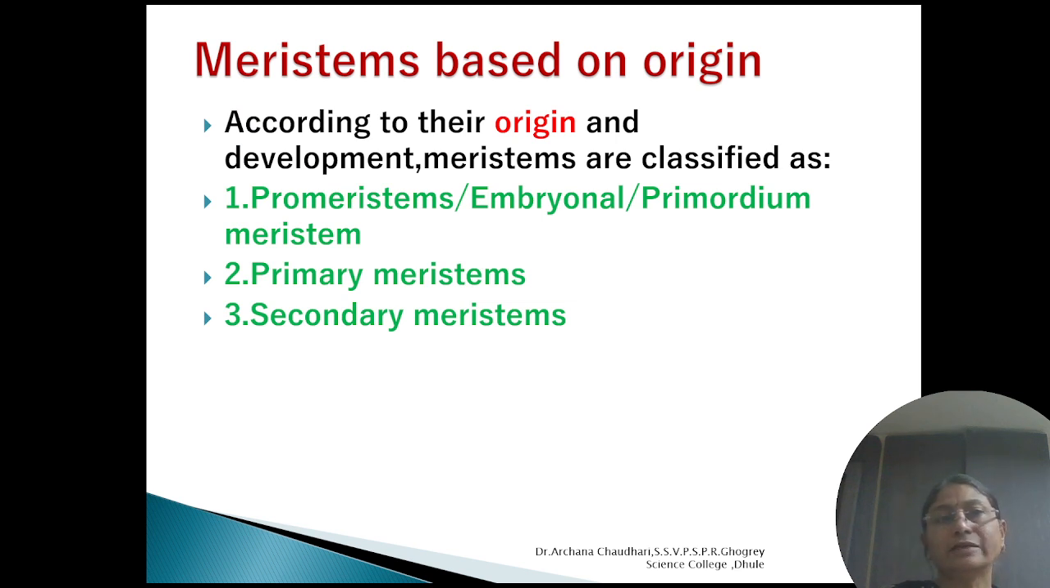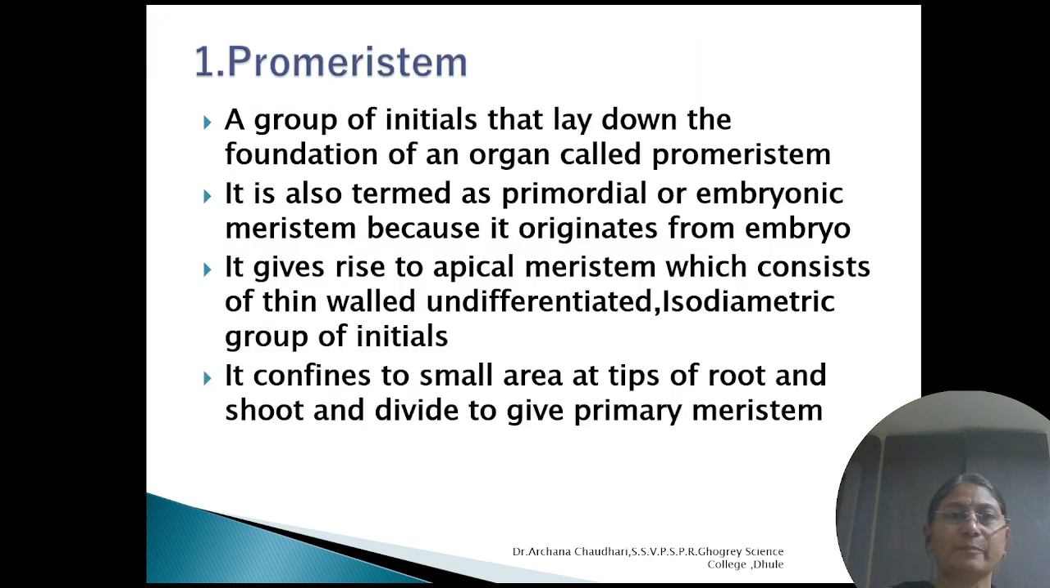Then the second, that is the meristem based on origin. We will see the classification of meristem based on origin. According to their origin and development, meristems are classified as promeristem, embryonal or primordial meristem. Promeristems are also called embryonal because they are present right from the beginning in embryonic tissue. It is also called primordial meristem. Then primary meristem and secondary meristem. Let us see one by one in detail.